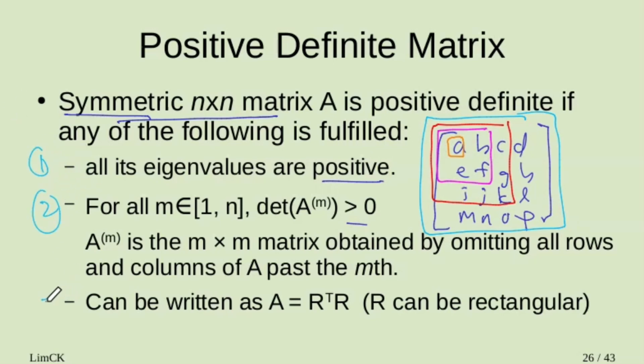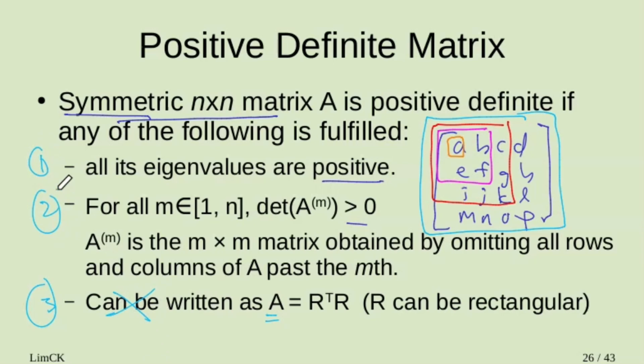And the third one, we can write the matrix A as a product of two matrices. Sorry, one matrix actually: the transpose of the matrix and the matrix itself. If the matrix A can be written in this form, then A is a positive definite matrix. But we won't go into this one, because it is a bit complicated. We will focus on these two.